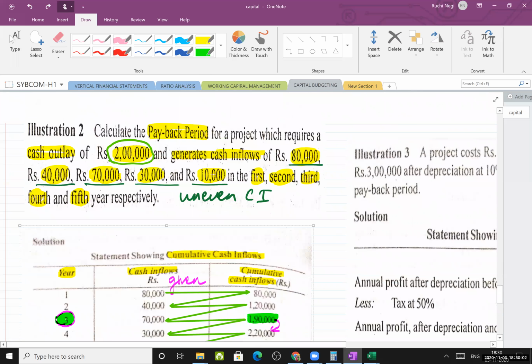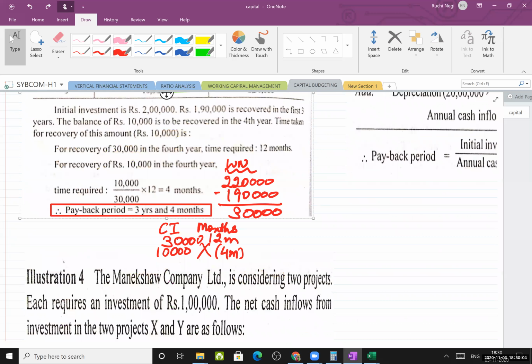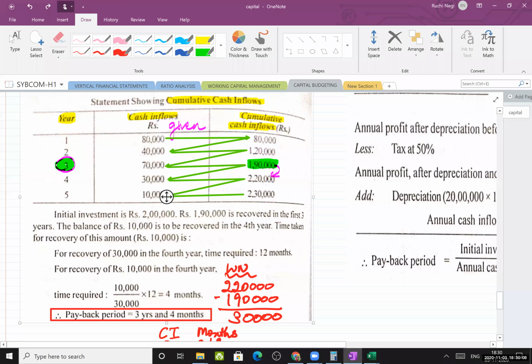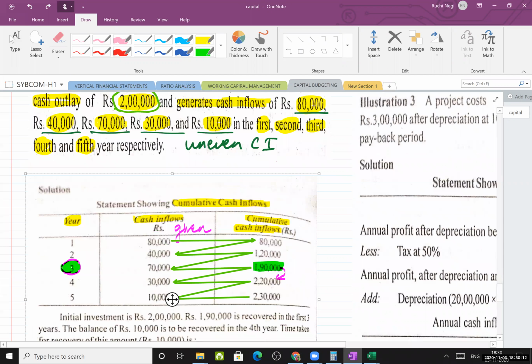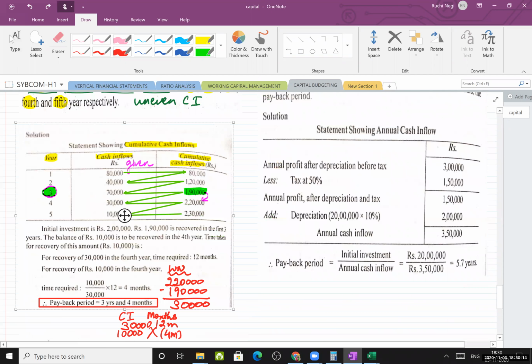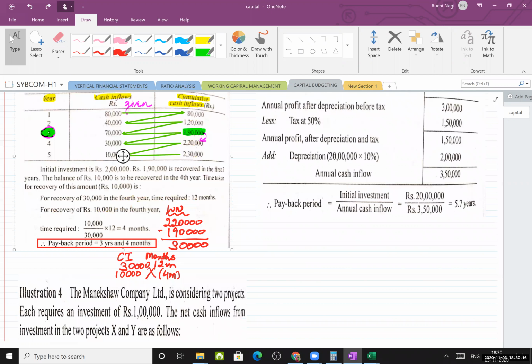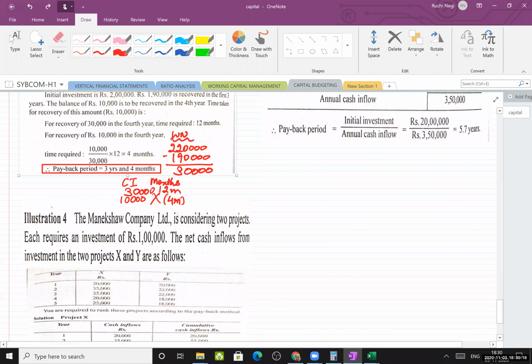Is it clear, this one? These are all concept based questions. Next, this one. Even this is a concept-based question.